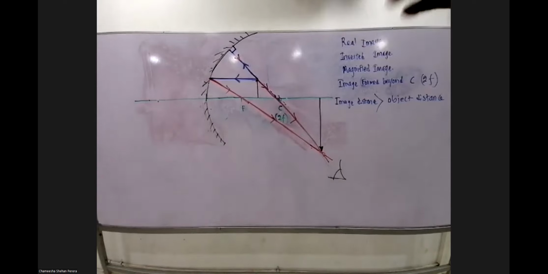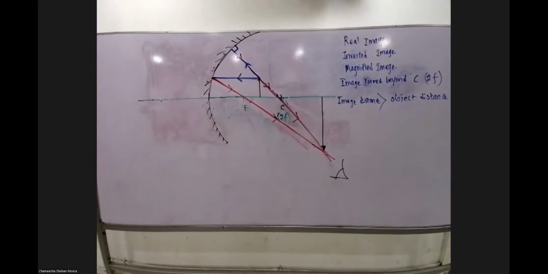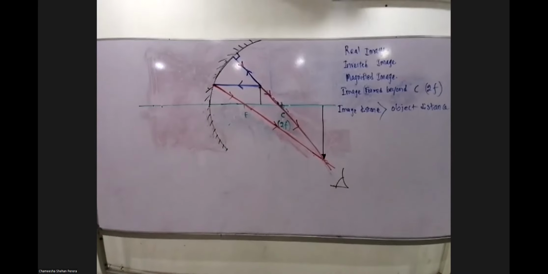Looking at this ray diagram, you should know what we mean by a real image, what we mean by an inverted image, and what we mean by a magnified image. Know those things, because I explained them to you in the very beginning.